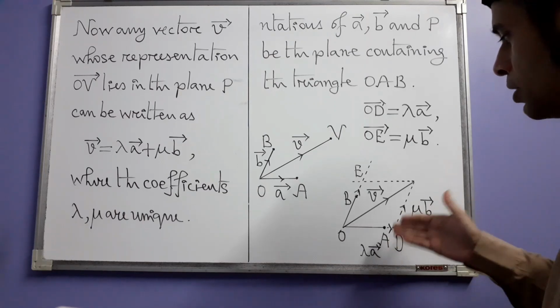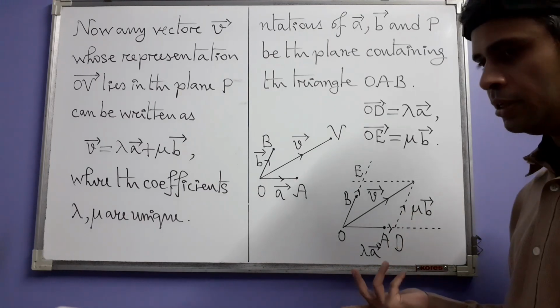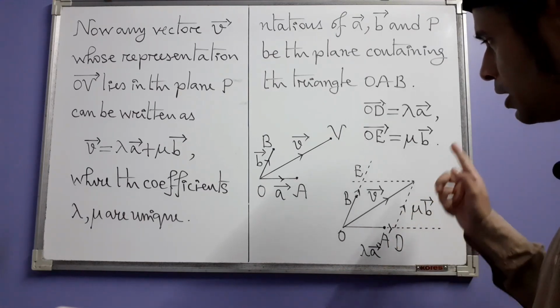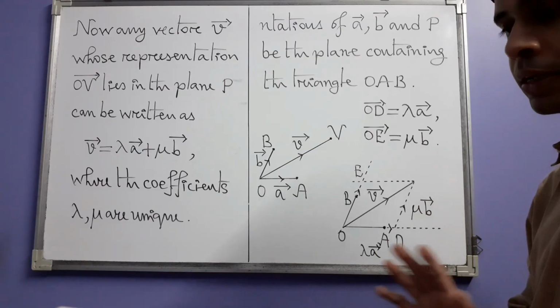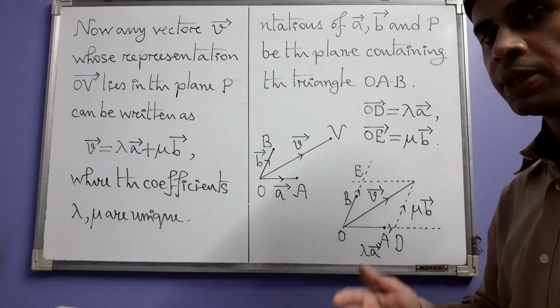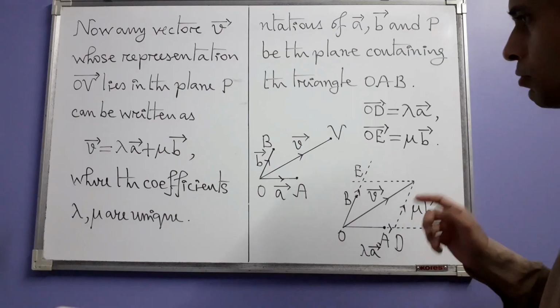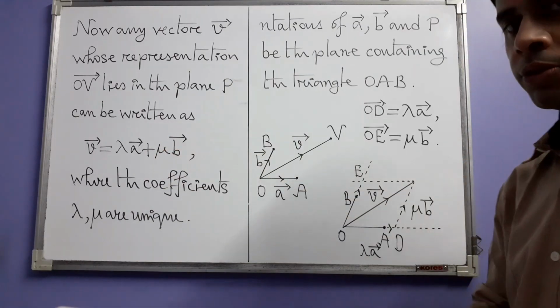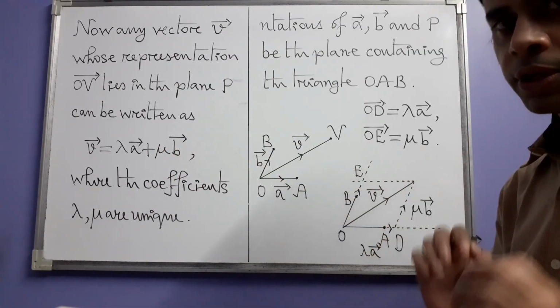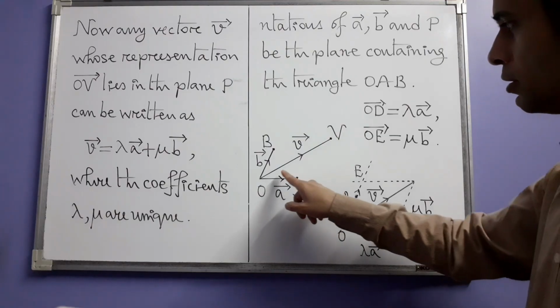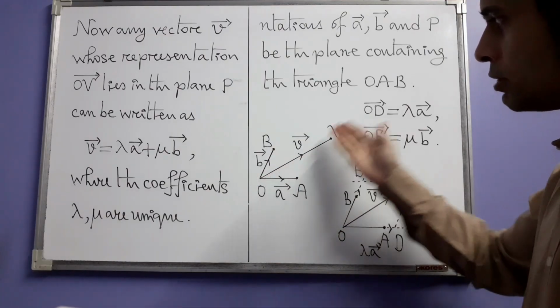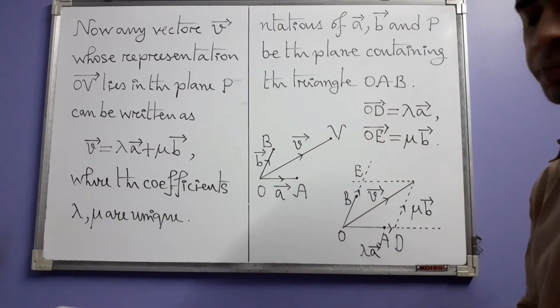And from the given situation, you will be easily able to understand why lambda and mu will be unique. Why there cannot be another set of lambda, say lambda prime and mu prime, for which also this equation would be true. No, there will be only one lambda and only one mu, once you are given A and B and once you have chosen this vector V.